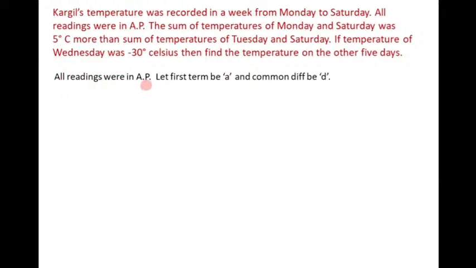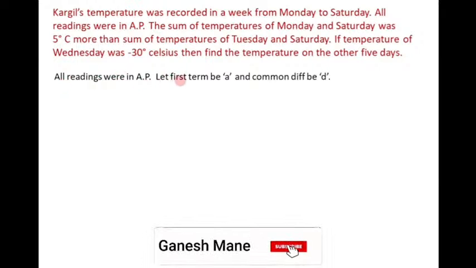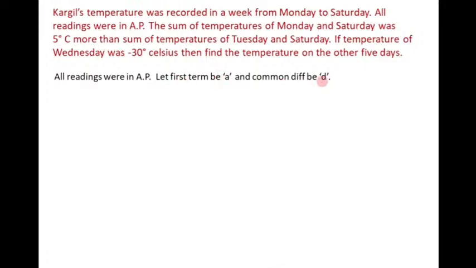So as all readings are in AP, for that AP, let A be the first term and D be the common difference. Now let us consider 6 days from Monday to Saturday. Now it is given that this is an AP which has the first term A. That means the temperature on Monday would be the first term of the given AP, and the first term we have supposed to be A.